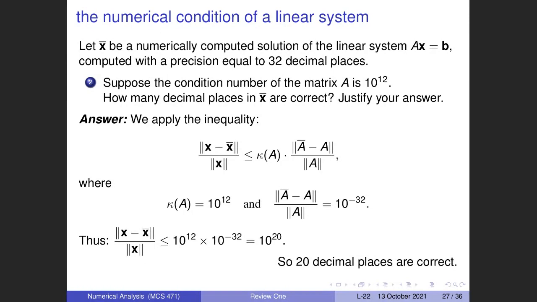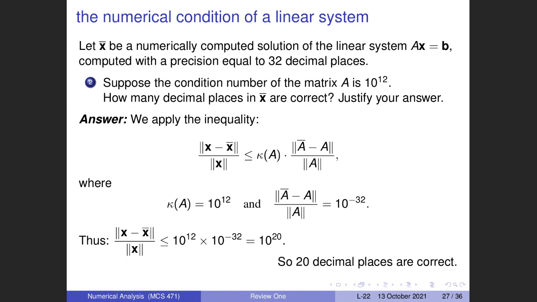How many of those 32 decimal places are correct? Well, we have a condition number of 10 to the power 12. The back of the envelope calculation is subtracting from the 32 the 12 and doing the 20. How this computation works is following the inequality.